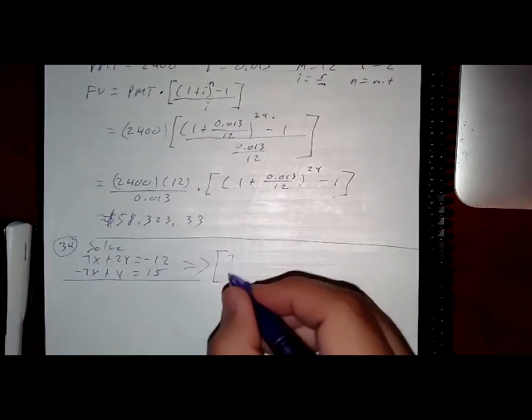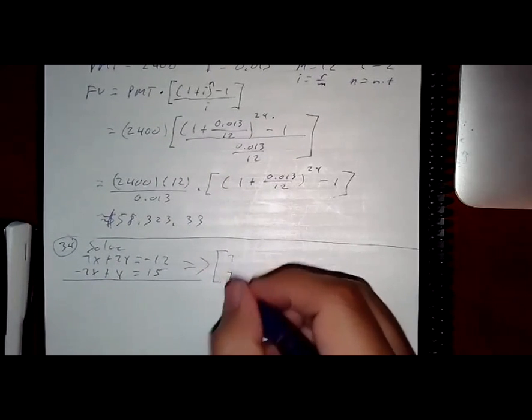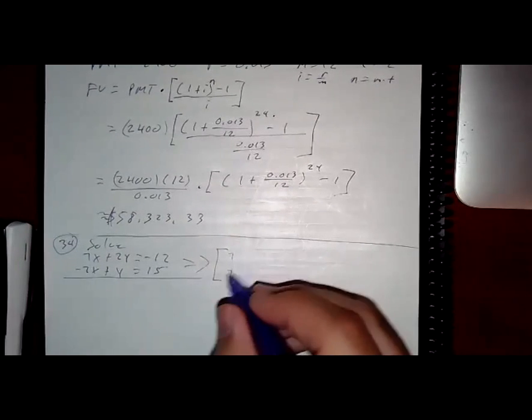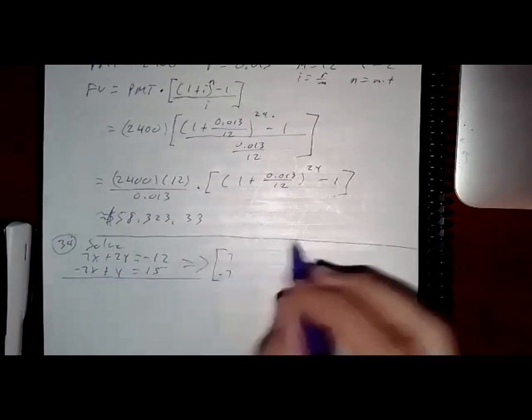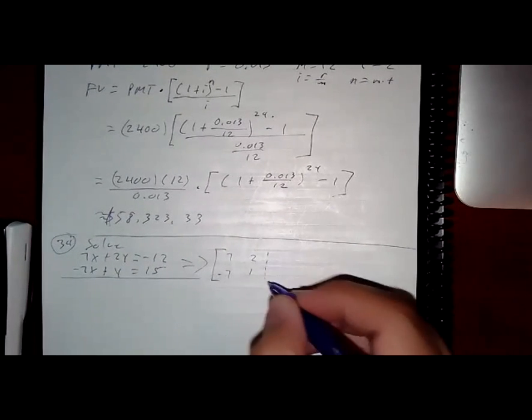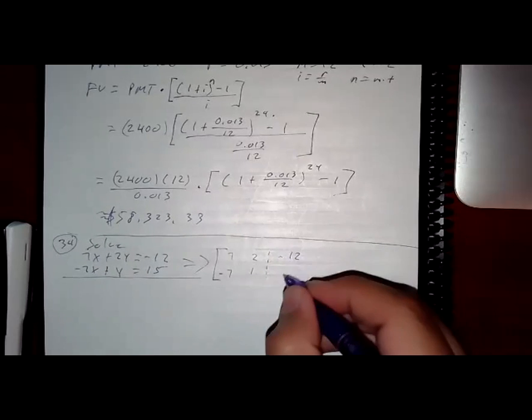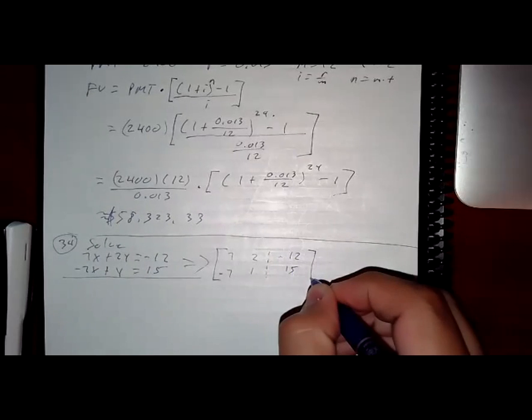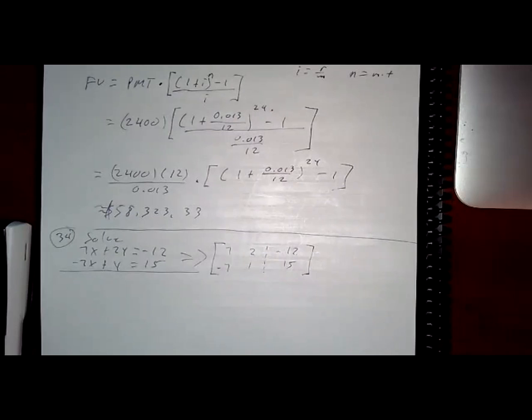The first column is the x's, so 7 and negative 7. The y's are 2 and 1. The constants are negative 12 and 15. Then just punch that into a solver and you'll be done. So let's go ahead and find one.